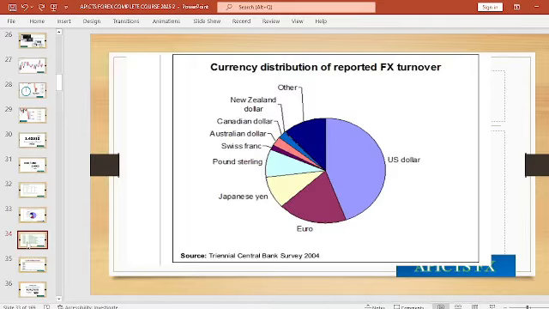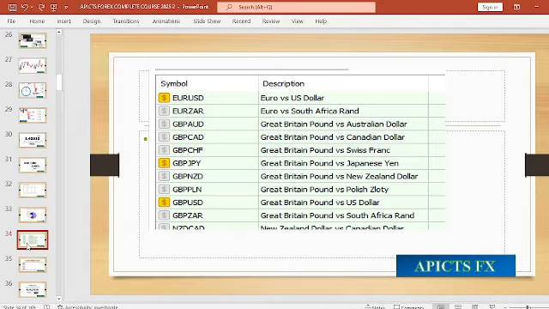So let's move further and show you something like this. You see euro USD, that's euro versus US dollar, euro ZAR, GBP JPY, Great British Pound versus Japanese yen, then GBP USD, and all of them like this. You have GBP CHF, all of them are tradable. I want you to get exposed to all of them.